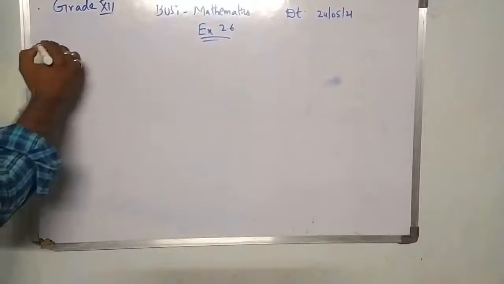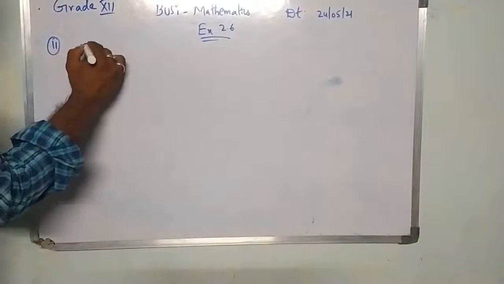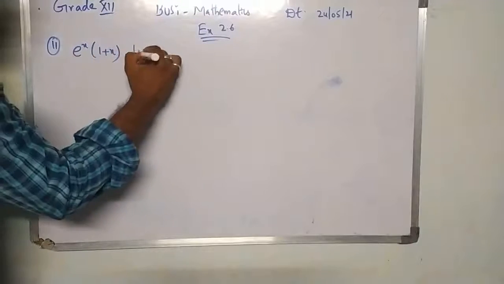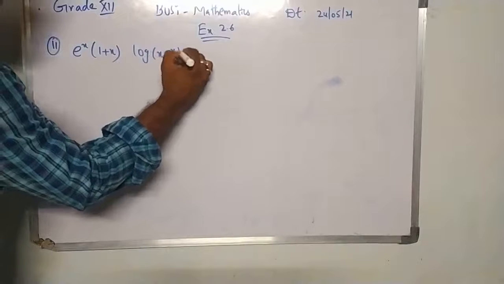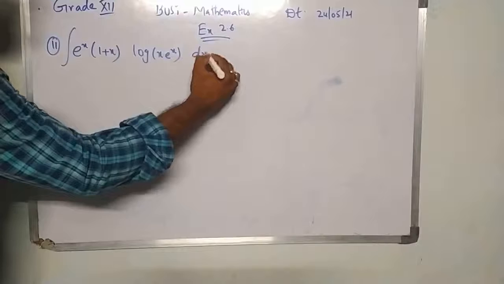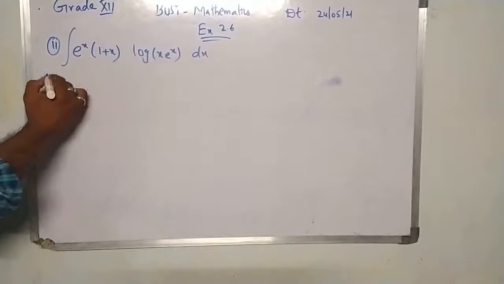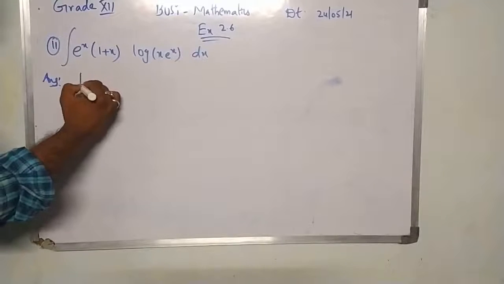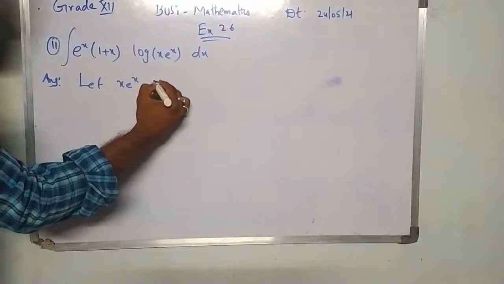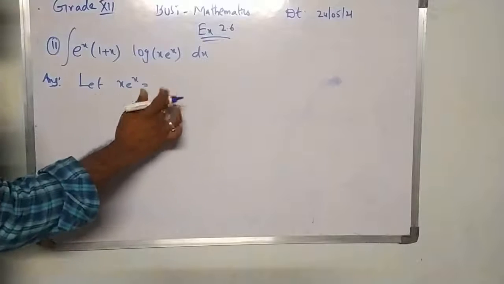Next, let us see the 11th question: e power x into 1 plus x log of x e power x. We need to perform integration for this, integral dx. Here, since logarithmic is the extra function, we assume x into e power x is equal to p.